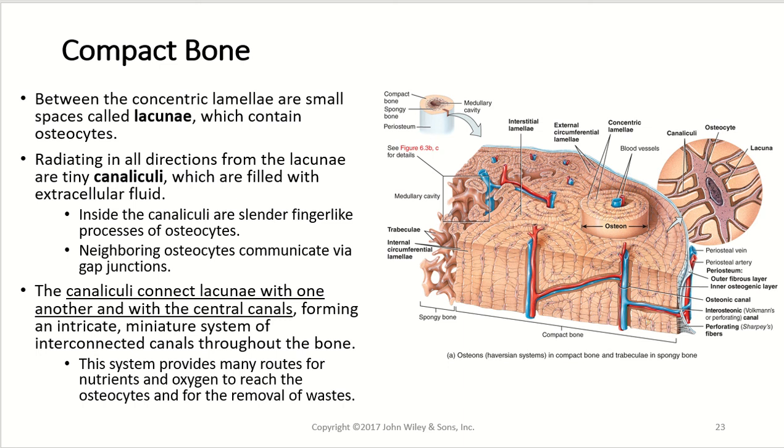And neighboring osteocytes are going to be able to communicate via gap junctions that are connecting those cells. The canaliculi are going to connect the lacunae with one another and with the central canals. And this is going to form an intricate, miniature-looking system of interconnecting canals throughout the bone. This system is going to provide several different routes for nutrients as well as oxygen to reach those osteocytes, as well as to remove any sort of waste products that may be generated from just general metabolic work.